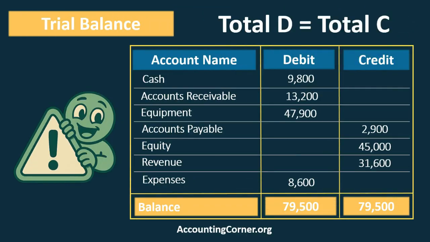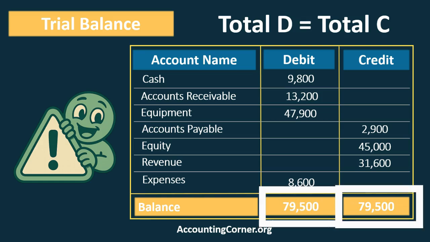Once we fix the direction of each account, the total still equals $79,500 on both sides. Which means the trial balance is now properly organized and still mathematically correct. This is the clean, accurate trial balance that we can use as the starting point for preparing financial statements.